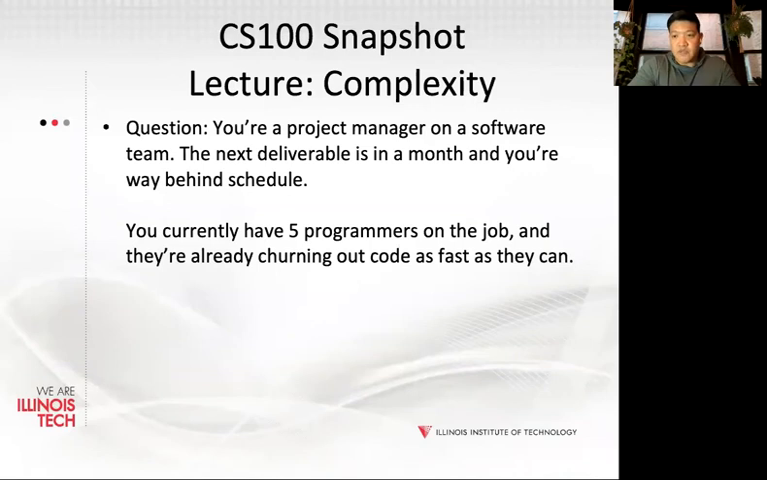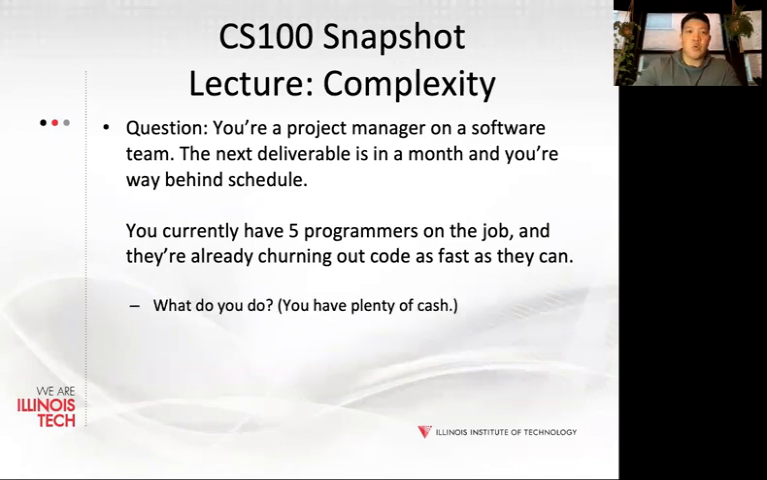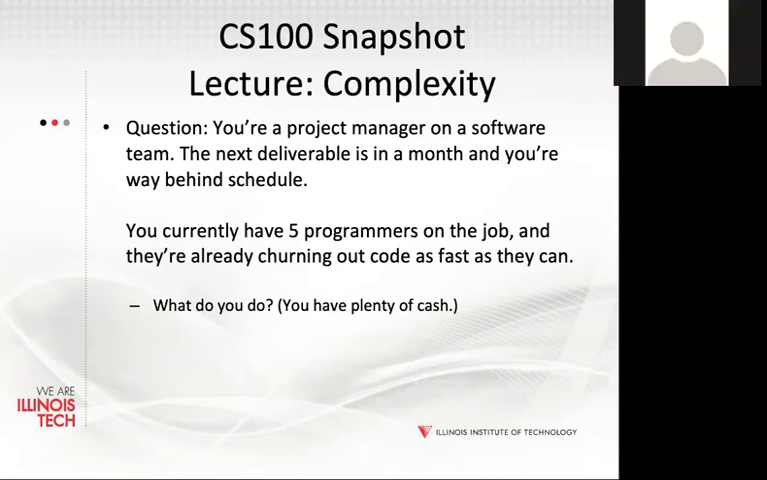You're responsible for 5 programmers, and you're working them to the bone, right? They're coming in, they're working 10-hour days, 12-hour days. They're churning out code as fast as they can. But you're still behind schedule. So what do you do? You have plenty of money. What do you do? Thoughts? Hire more people. Hire more people.